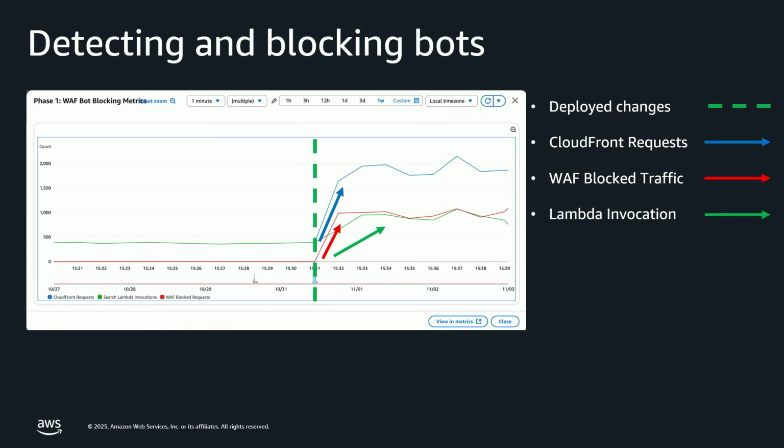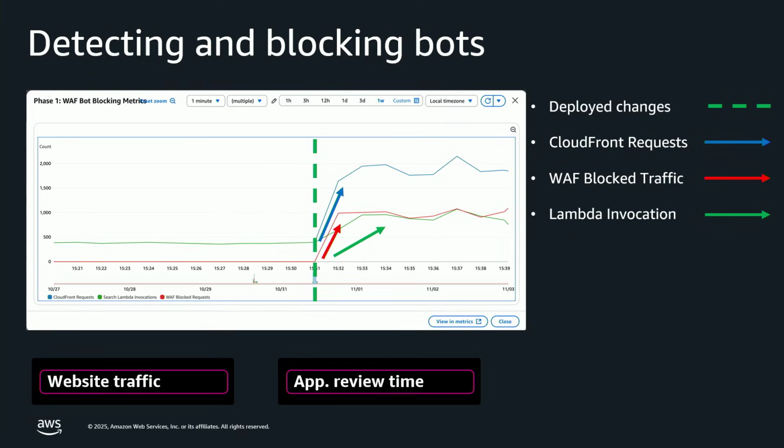And then how does this impact our KPIs? So we have an increase in website traffic, but not in a good way. We have application review time, which has been increased because they're still trying to do it. And then the time to adoption hasn't really changed.